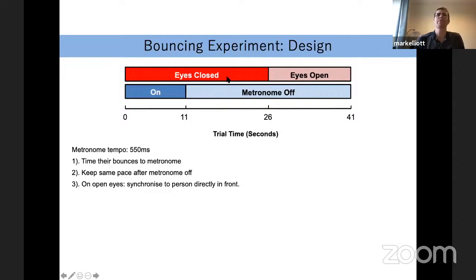Now they were told to maintain that same pace, but this time they were just using their own internal timing. And then finally, towards the end of the trial, we asked participants to open their eyes. The metronome stayed off, and now they were instructed to synchronize to the person directly in front of them. So this time they were using the visual cue of the person in front of them to synchronize.